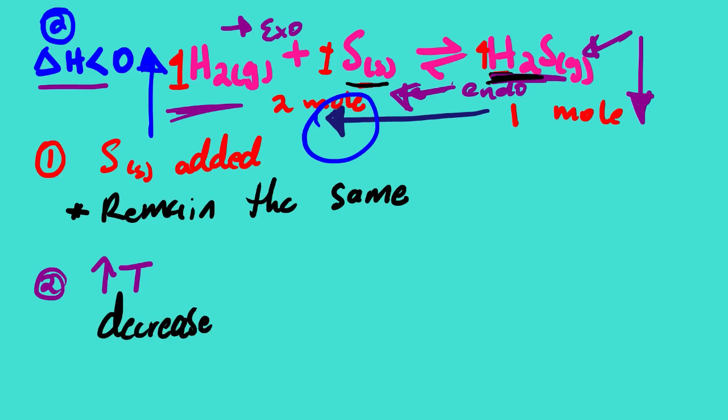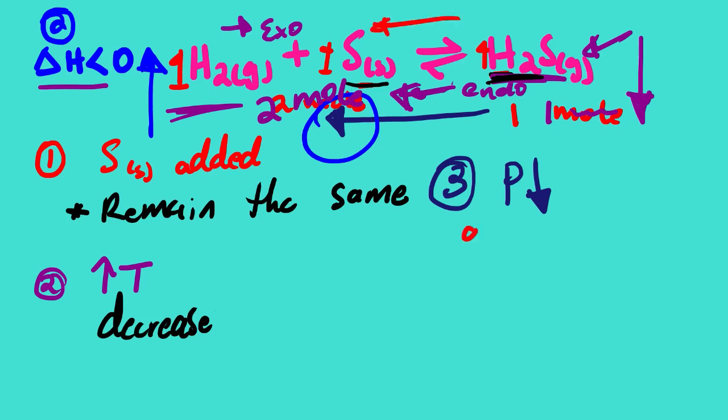Let us look at another example quickly. Or we can simply add another question here. What will happen to the number of moles of H2S if we decrease pressure? Now we know that when we decrease pressure, the equilibrium will favor the side with the largest moles. In this case, we can see that we have 2 moles and then we have 1 mole here. So in this case, the answer will be decrease, because when you decrease the pressure, it will favor the reverse reaction.